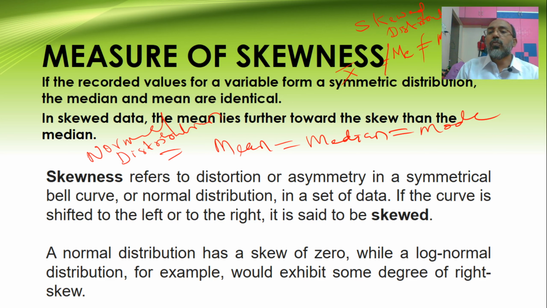Here two words are very important. One is a symmetrical bell shaped curve, and the other is not symmetrical, that is asymmetrical and not a normal curve. The normal distribution has a skewness of 0, while a log normal distribution has some right skewness with some degrees. This is what it is about skewness.